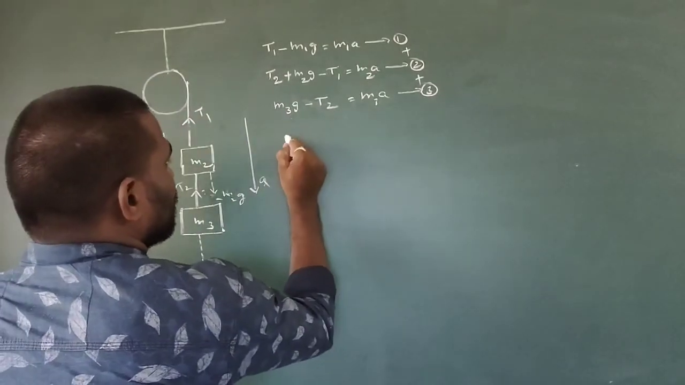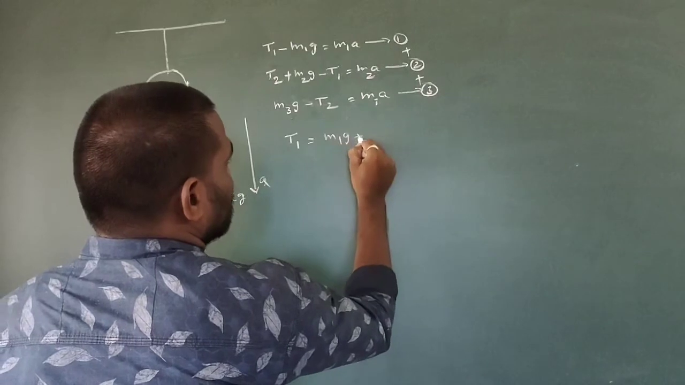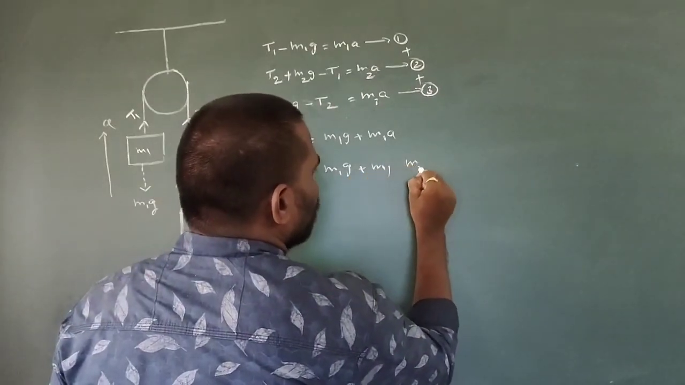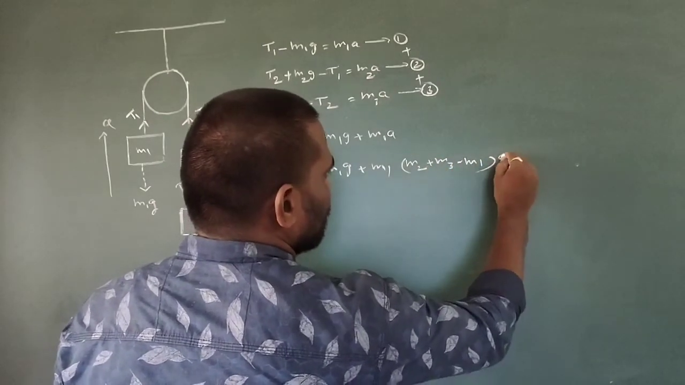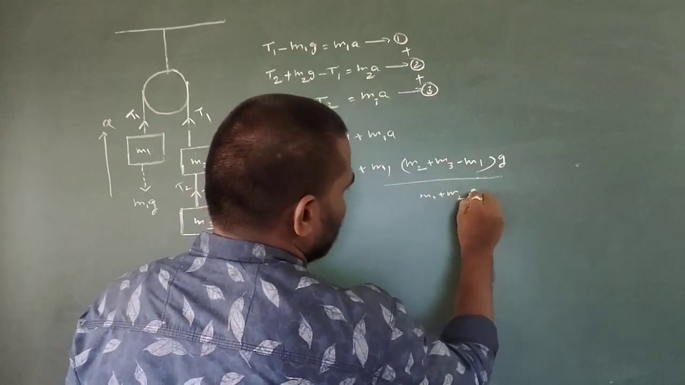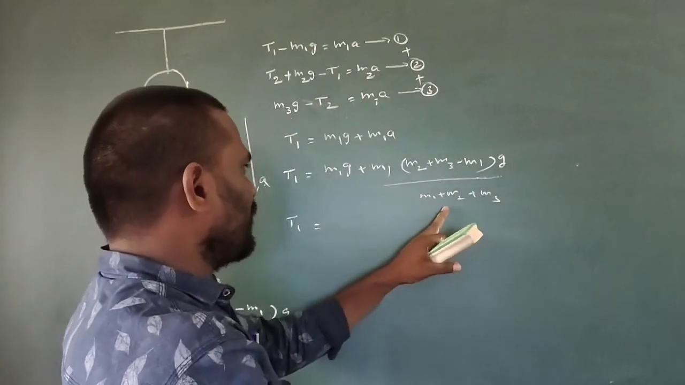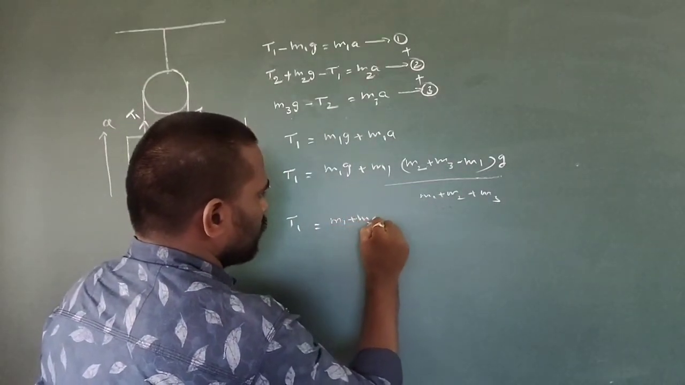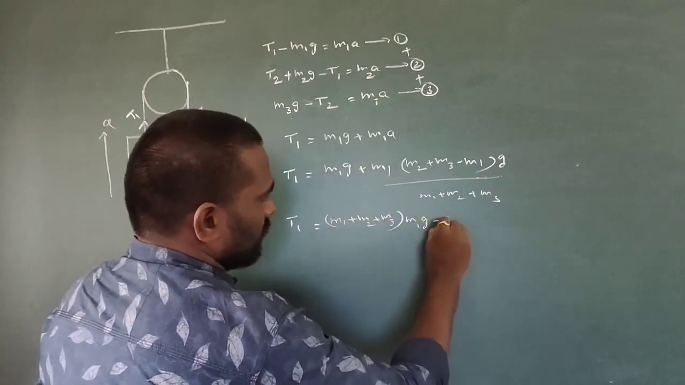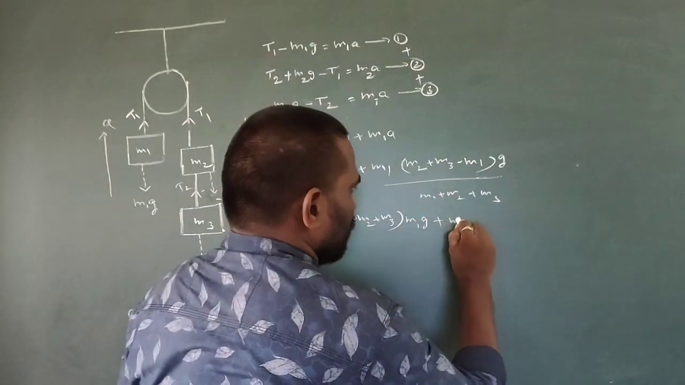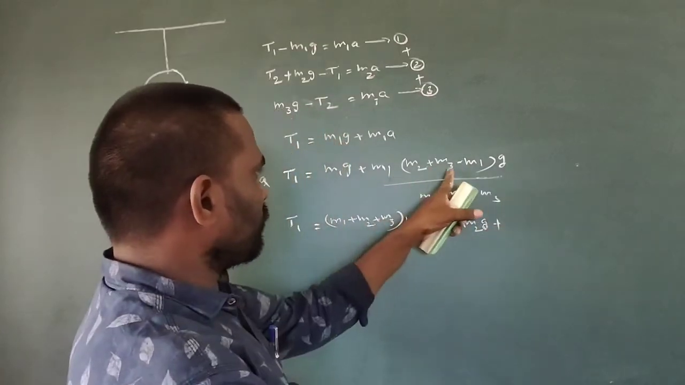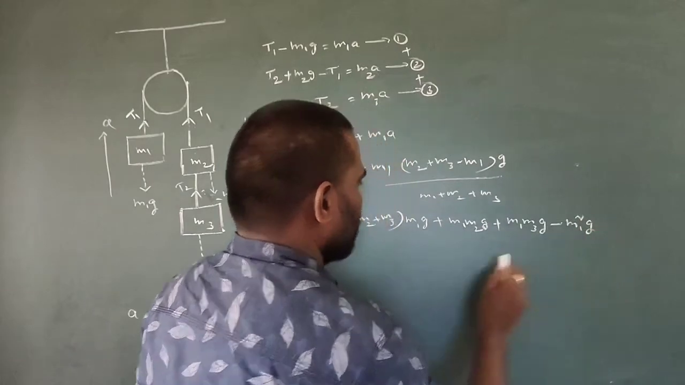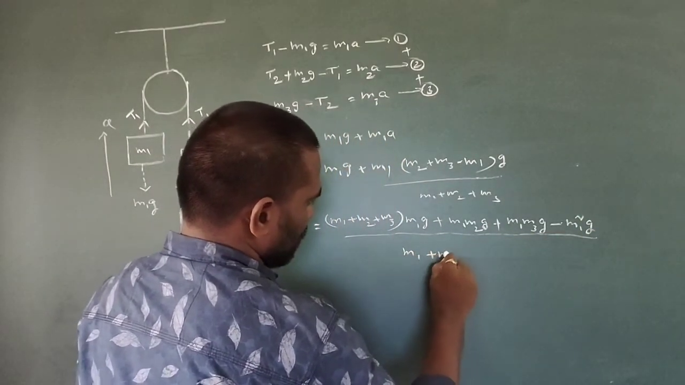From equation number 1, T1 is equal to m1g plus m1a. Then T1 is equal to m1g plus m1 into (m2 plus m3 minus m1) into g by (m1 plus m2 plus m3). Taking the LCM, which is m1 plus m2 plus m3, there is cross multiplication here: (m1 plus m2 plus m3) into m1g plus m1m2g plus m1m3g minus m1 square g, by m1 plus m2 plus m3.